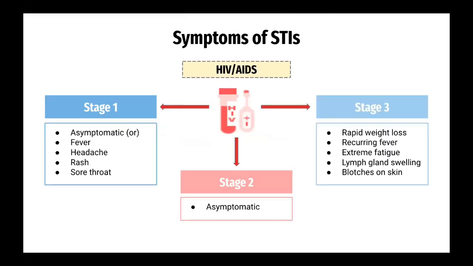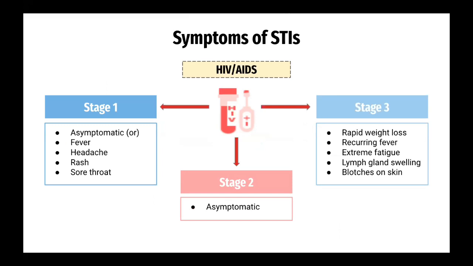The final STI we will discuss is human immunodeficiency virus, HIV, and acquired immunodeficiency syndrome, AIDS. HIV is transmitted through various body fluids such as blood, semen, preseminal fluid, rectal fluids, vaginal fluids, and breast milk. When not treated, the virus will progress through 3 stages.